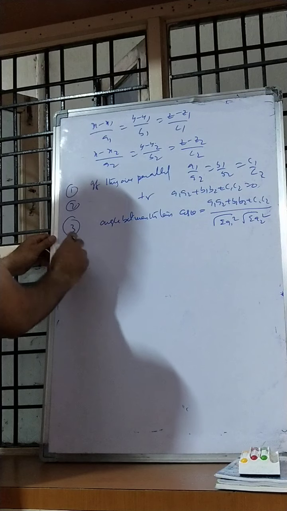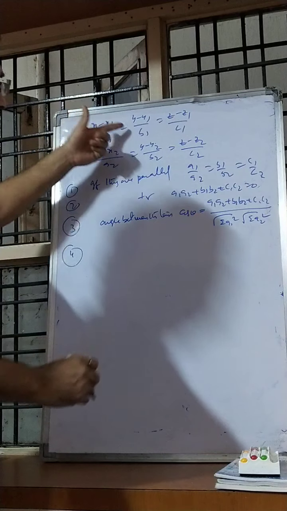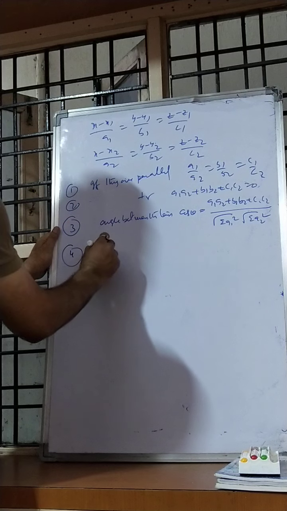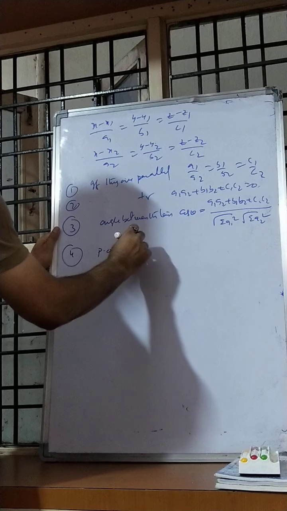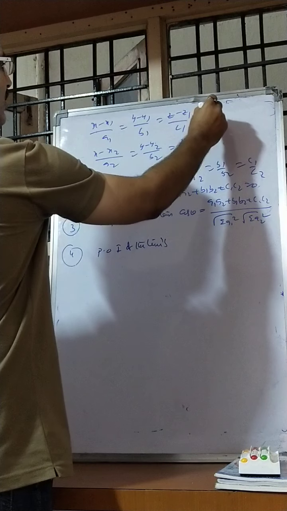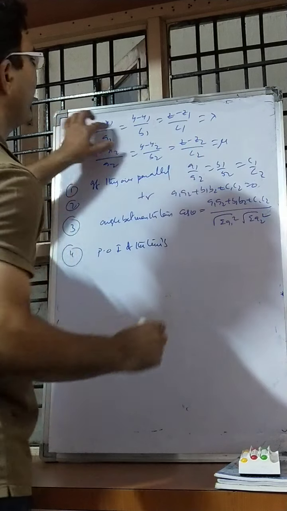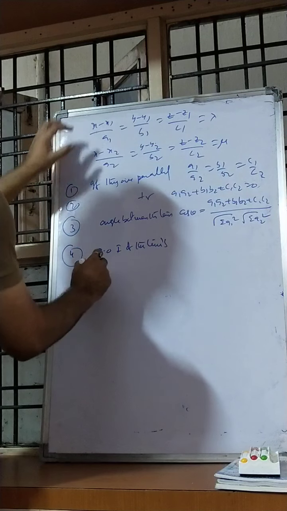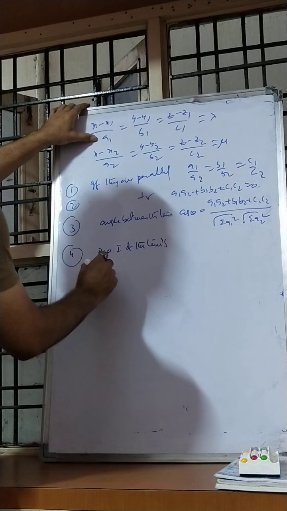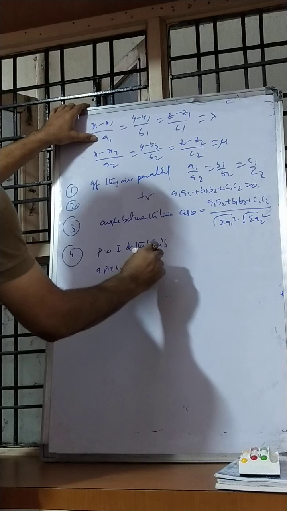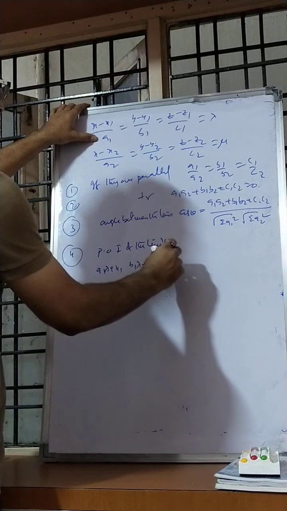Now the fourth one: while giving the lines, they may ask you for the point of intersection of the lines. At that time, don't panic. You assume this is lambda and this is mu. So from the first line you will get the point A1 lambda plus x1, B1 lambda plus y1, C1 lambda plus z1.